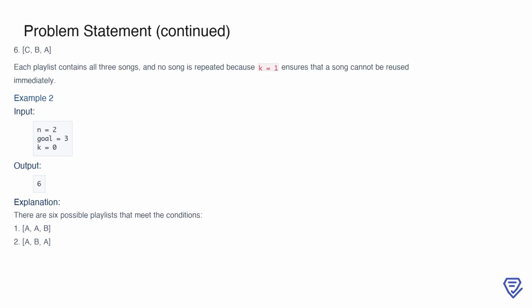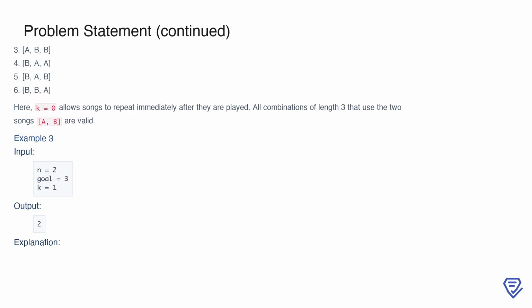Now let's consider another example where n equals 2, goal is 3, and k is 0. Here, we have 2 distinct songs, and the playlist length is 3. Since k is 0, songs can be repeated immediately. The 6 valid playlists in this case are A, B, A; B, A, B; A, A, B; A, B, B; B, B, A; and B, A, A. Because the constraint on waiting before repeating is removed, we can generate playlists with consecutive repetitions, as long as the total length remains 3.